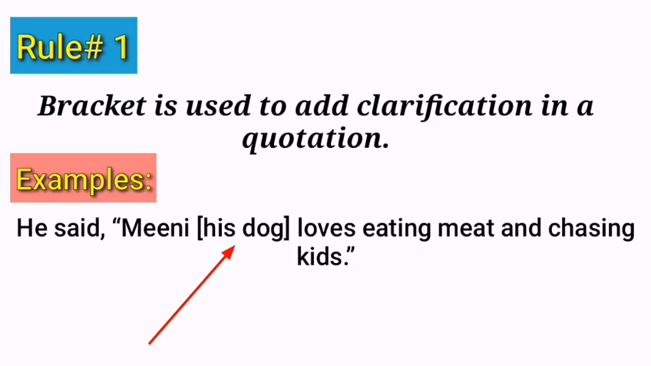Actually, without this information in brackets, the reader would face difficulty getting meaning from this quotation because they would not be able to decide whether Meanie is a boy or girl or what. But the information in brackets made it clear to them that it is his dog's name.